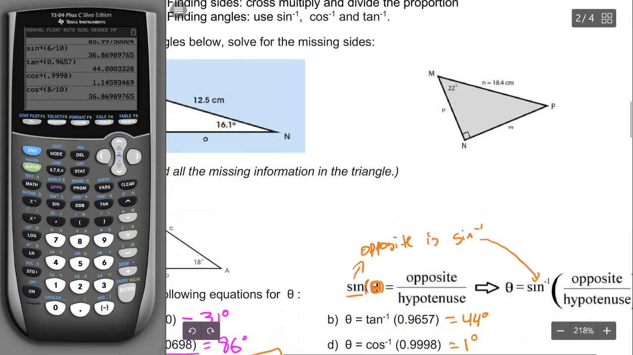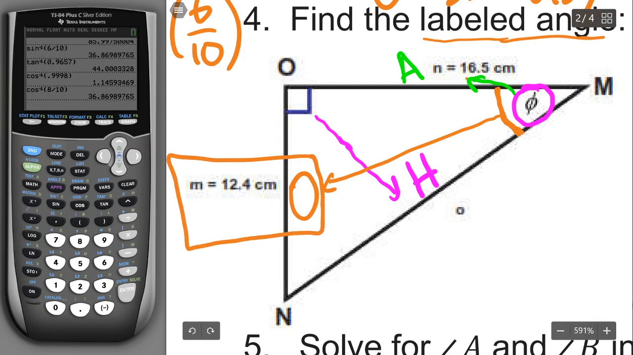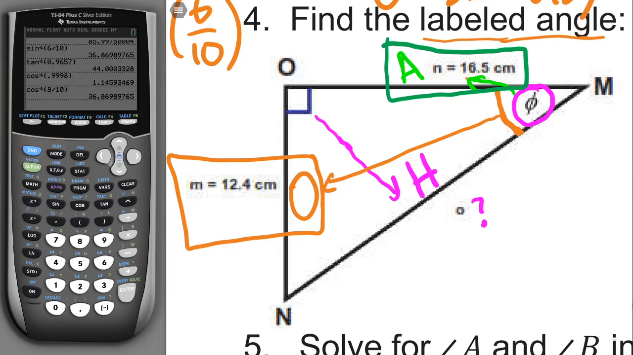So let's look at this problem here. Which two sides do we know? I have the value of the opposite side. The opposite side is 12.4 centimeters. And I know the value of the adjacent side is 16.5 centimeters. The hypotenuse, I don't know. It's just labeled A. So because I don't know the hypotenuse, I'm not going to use the hypotenuse. I'm going to use O and A.